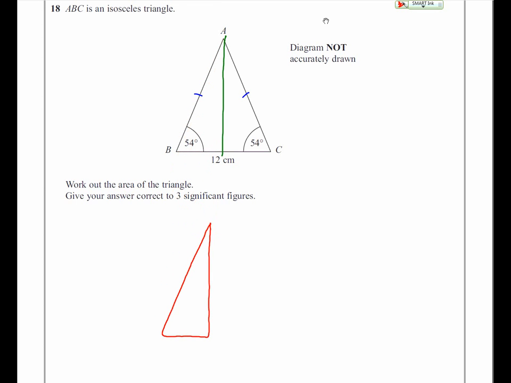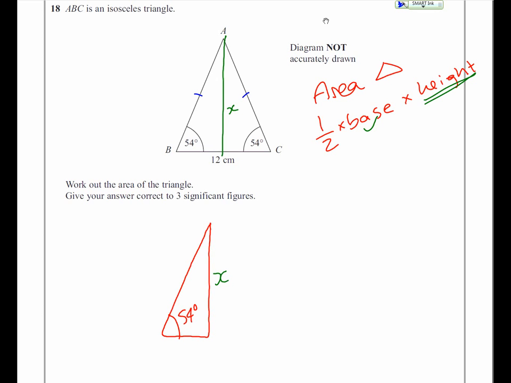So this triangle here has got an angle of 54 degrees. And for area of a triangle, we would really want to know about base and the height. So we can do half times the base times the height. We know the base, granted. We want the height. So this is actually what we want to find for our formula. So that's x. Okay, do we know this length across? Well, yeah, because it's the same as x. We've halved it by dropping our perpendicular line down. So that's half of 12, which is 6.